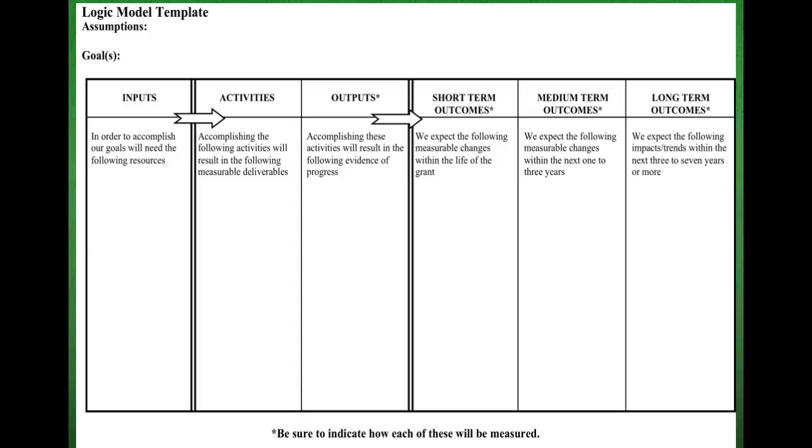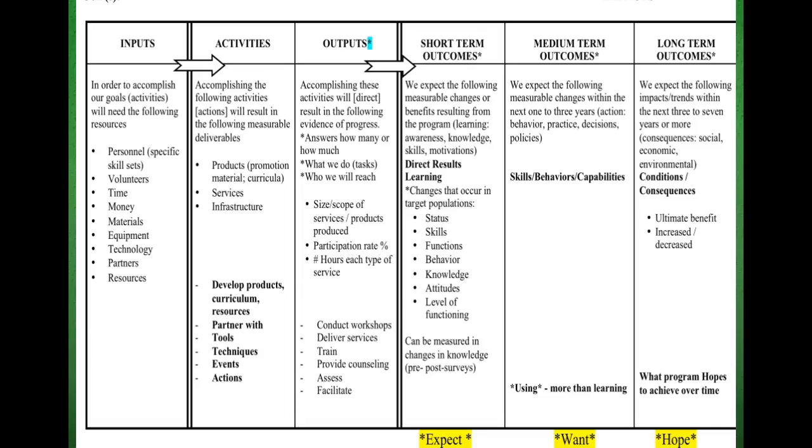So again, this kind of walks you through, in order to accomplish your goals, we need these resources. We'll do these activities, which result in the following evidence of progress. This is the, offering 12 times, meeting with X number of people, and we expect the following changes. And following measurable changes then within the next 1 to 3 years. Oftentimes that's how behavioral changes are measured. And then long-term outcomes or impacts. Looks a little bit like this.